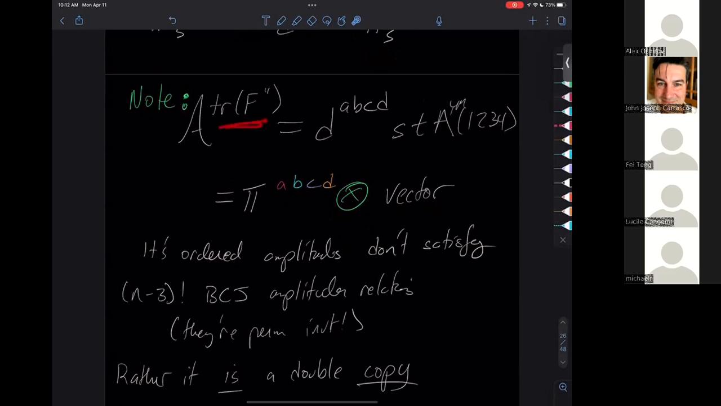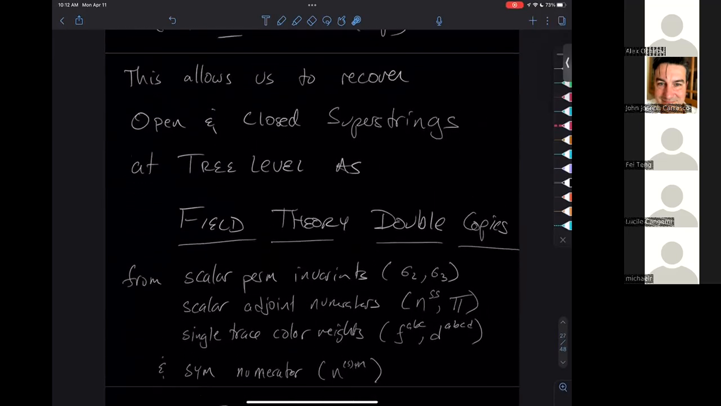Right. Good. So you've seen even with just the stuff I've already written down, some non-trivial amplitudes associated with higher derivative operators popping out. In fact, this lets us do a lot. This allows us to recover open and closed superstrings at tree level as field theory double copies, just from these scalar permutation invariant, scalar adjoint numerators, simple single trace color weights, f^{ABC} and this d^{ABCD}, and the super Yang-Mills numerator. The Yang-Mills numerator at 4-point is secretly supersymmetric, and so you can get everybody else in its multiplet by just acting with supersymmetric Ward identities.